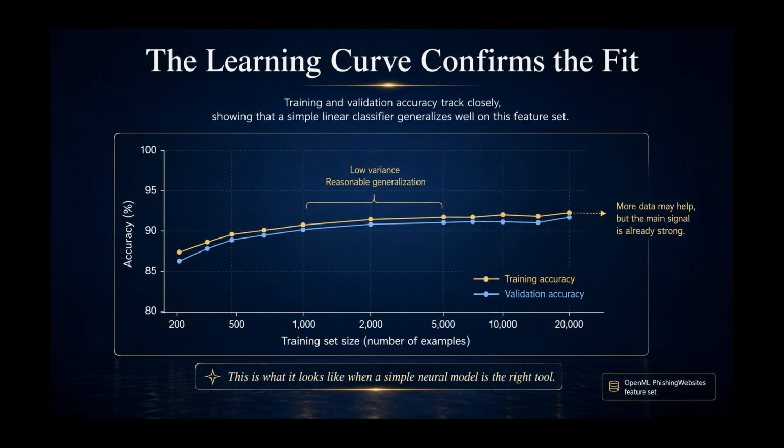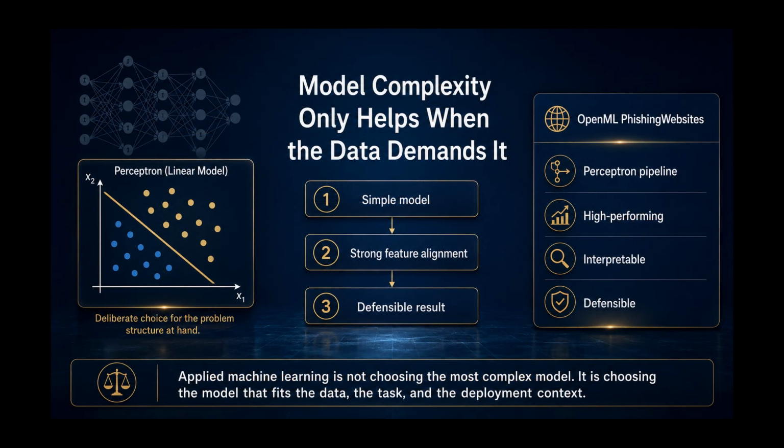The learning curve reinforces the same lesson. Training and validation accuracy track closely, usually around the low 90s, which suggests low variance and reasonable generalization for a linear classifier on this feature set. More data can still help, but the main signal is already strong. This is what it looks like when a simple neural model is the right tool. The perceptron succeeds here because the features are structured, categorical, and meaningfully aligned with the decision. The boundary may be linear, but in the expanded one-hot feature space, that linear boundary is powerful enough.